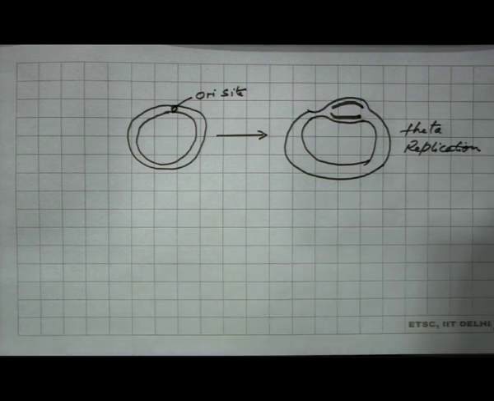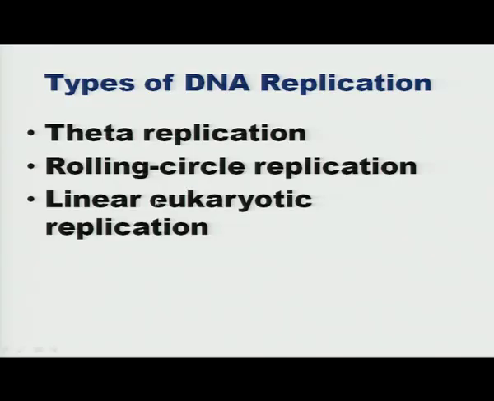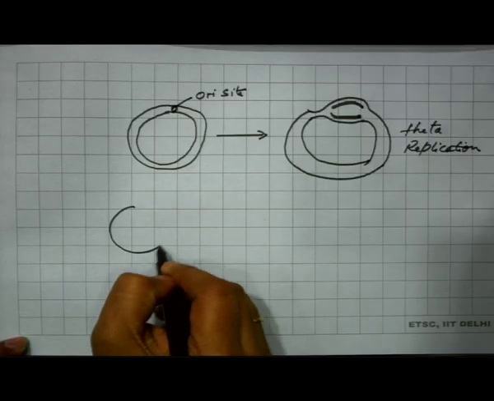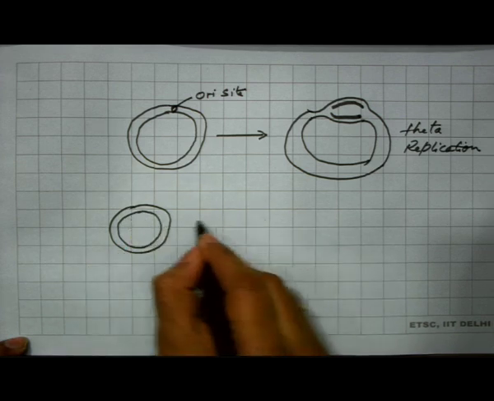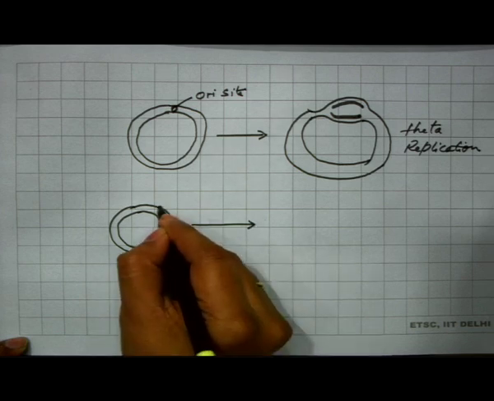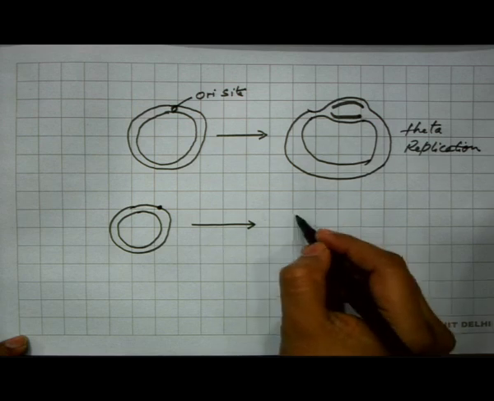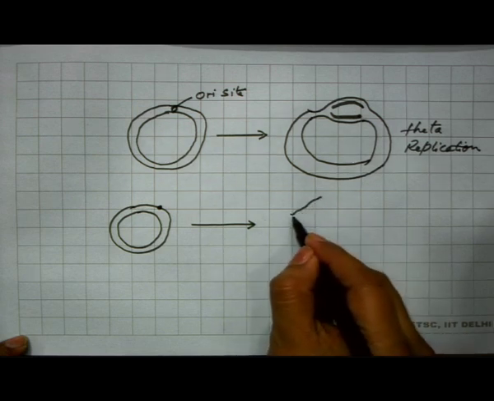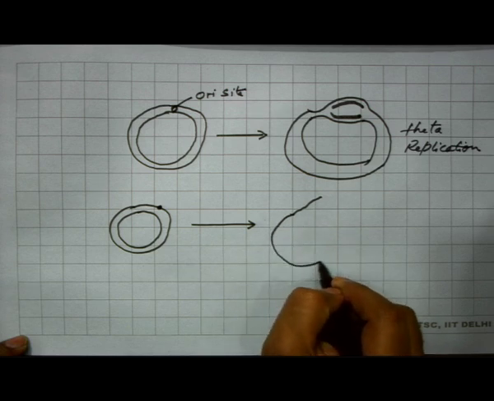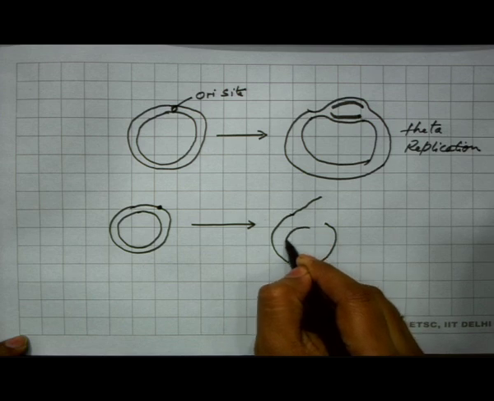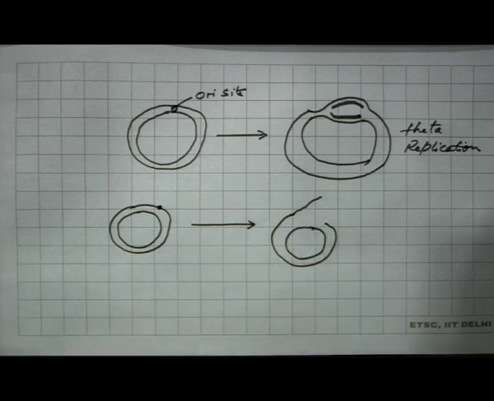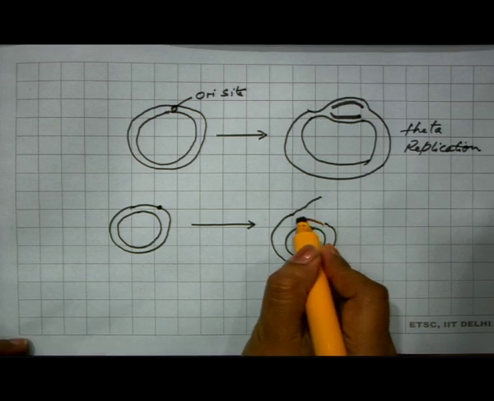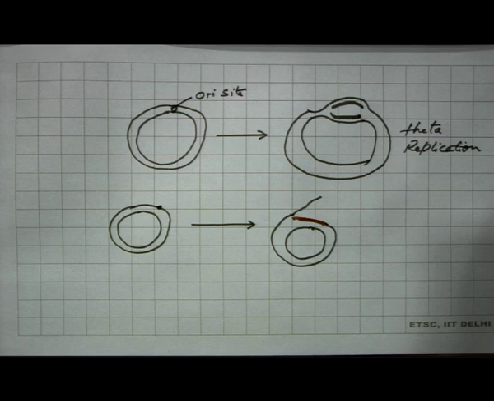The next type of replication is rolling circle replication. In case of rolling circle replication, if it is a circular DNA, one cut will be made in one of the strands of the DNA and that strand will get separated from the main DNA, and this gap of DNA will be copied like this and the new two DNA will be synthesized.